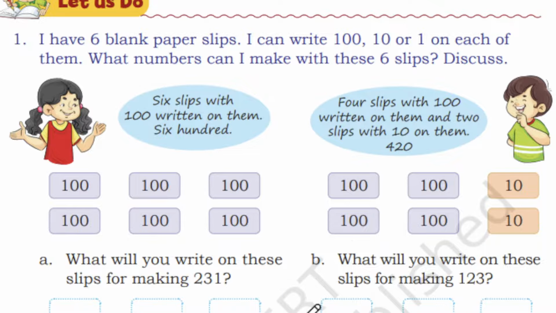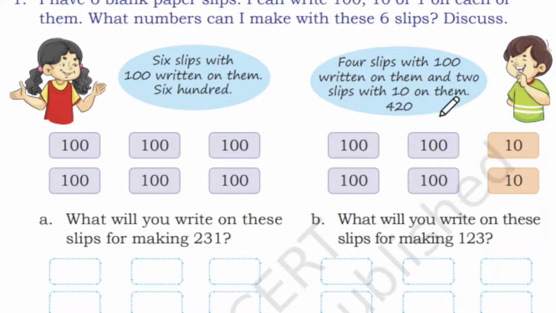Okay, next, I have 6 blank paper slips. I can write 100, tens or ones on each of them. What numbers can I make with these 6 slips? Discuss.